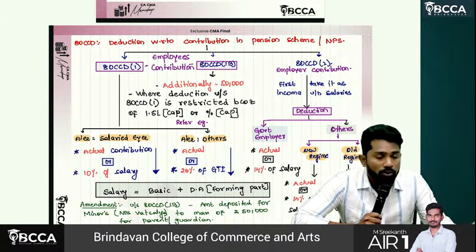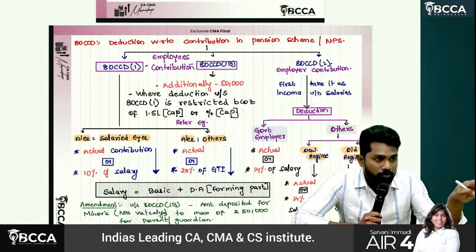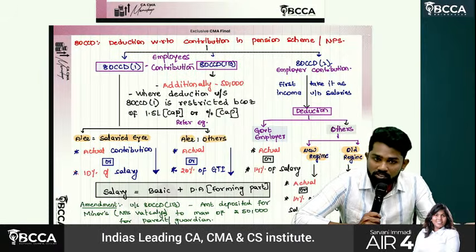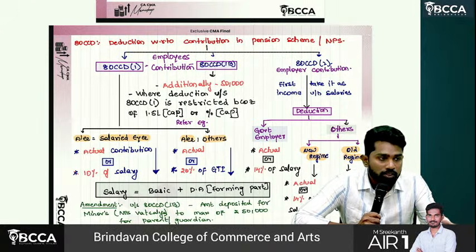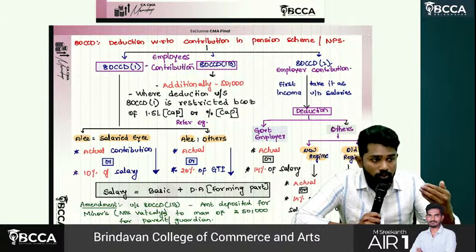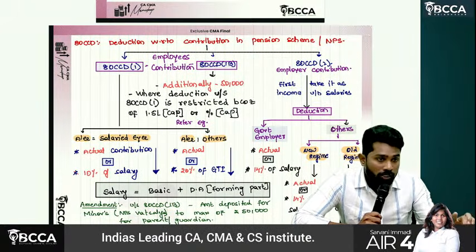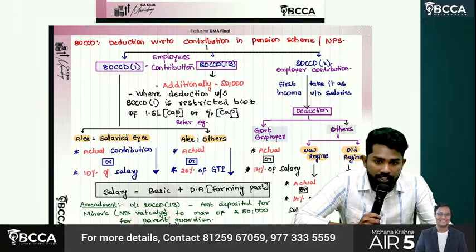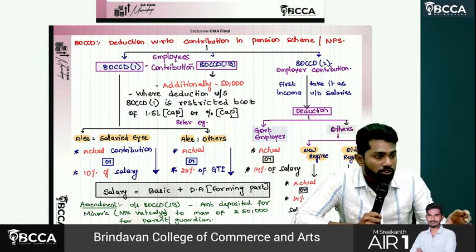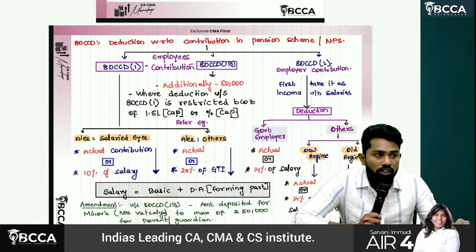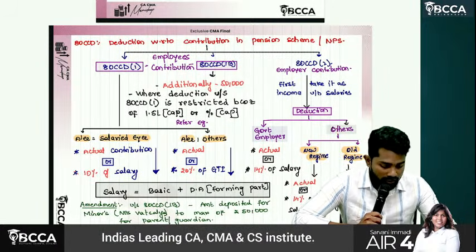Okay. So now, there are 3 subsections here: 80CCD subsection 1, 1B, and 80CCD subsection 2. 80CCD1 is about what? Employee's contribution, 1 and 1B. Employer's contribution is under 80CCD subsection 2.